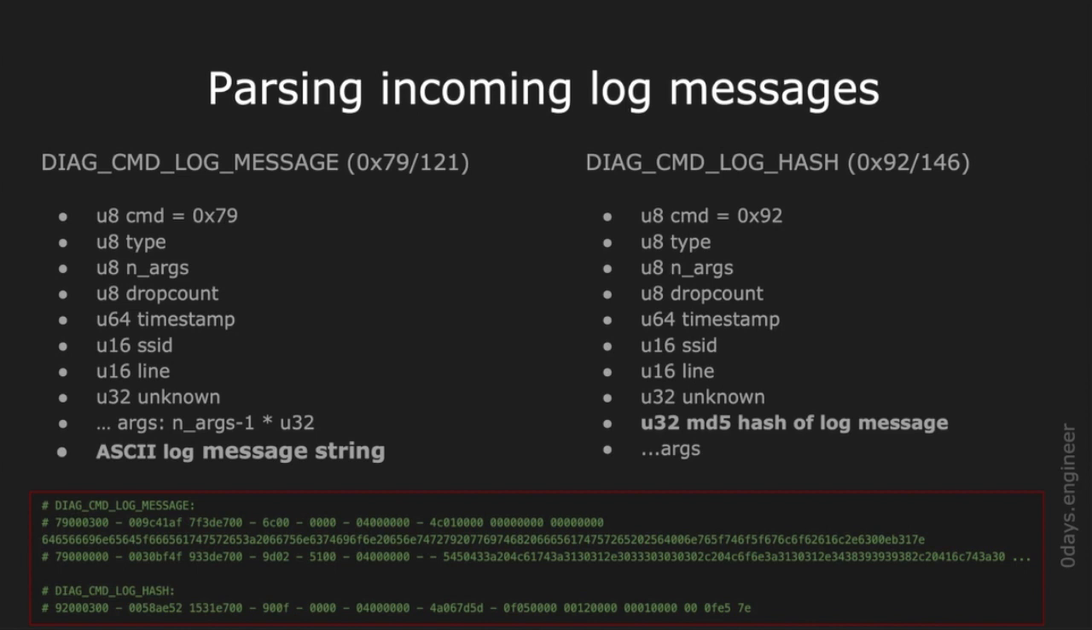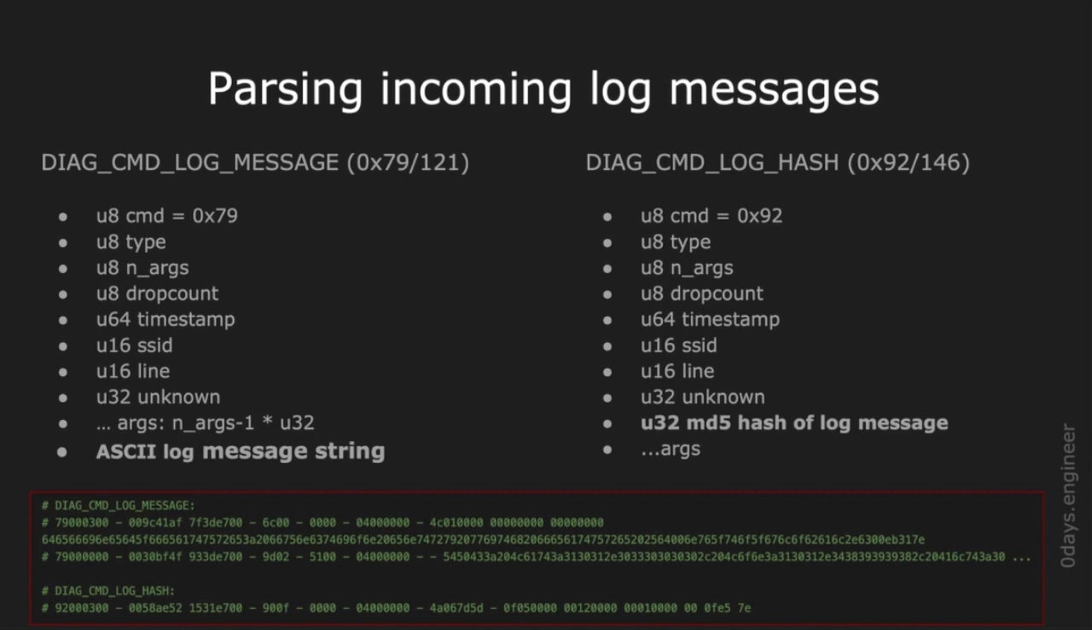On the lower part of this slide, there are two examples of Hexdumps for both commands. Both of them have a similar structure. First, there are 4 bytes that are essential. The first one is the command itself, and the third byte is quite interesting, it is the number of arguments included. Next, there is the 64-bit value of timestamp. Next, there is the SSID value, 16-bit, some line number, and I'm not sure what the next argument is.